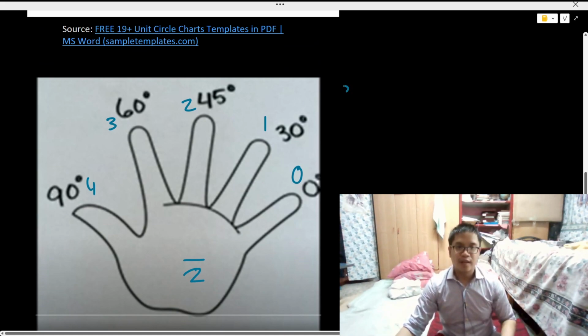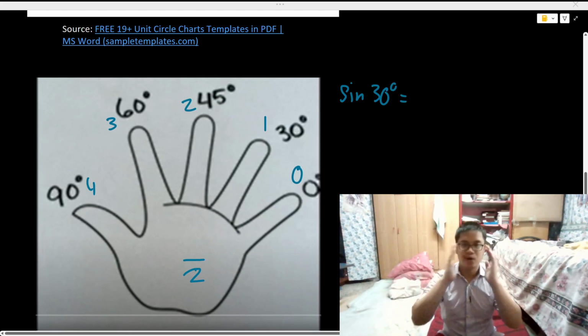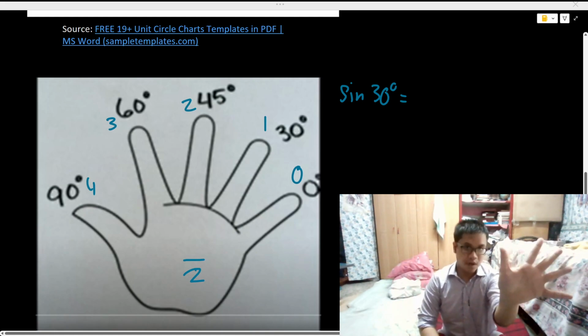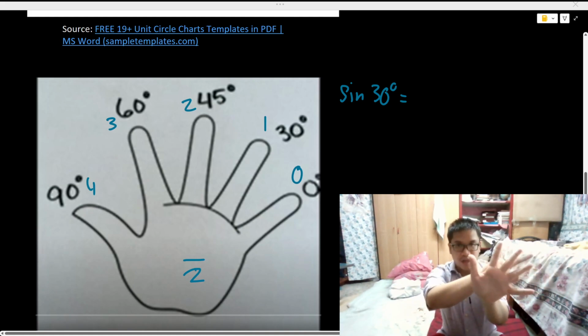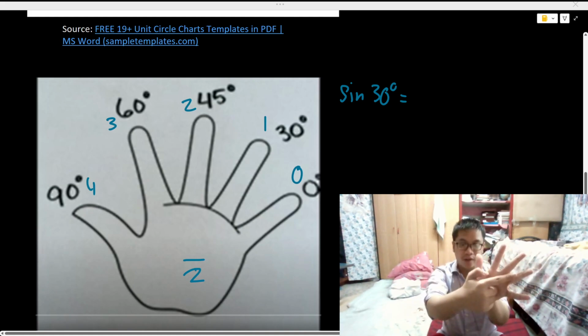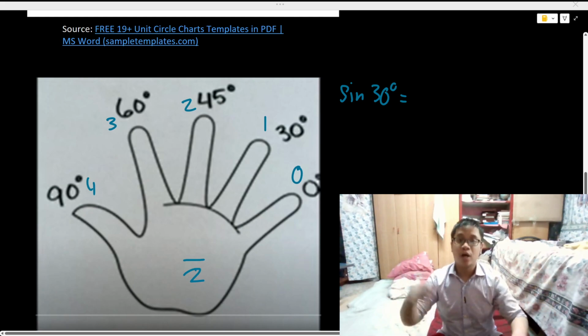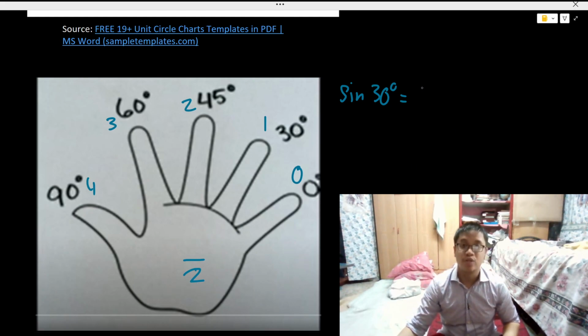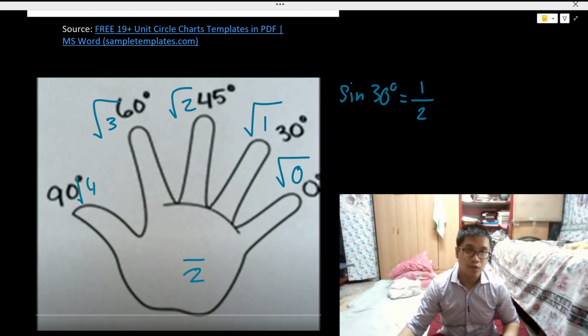Let's just say I would like to find sine 30 degrees. Okay, it's simple. Here's what you're going to do. You see this one? Where's 30 degrees here? Here, right? So 0, 1. Now what are you going to do? Square root it. So square root of 1 is 1. Now, divided by 2. So it's 1 half. So I think it's basically square roots: square root of 2, square root of 3, square root of 4.